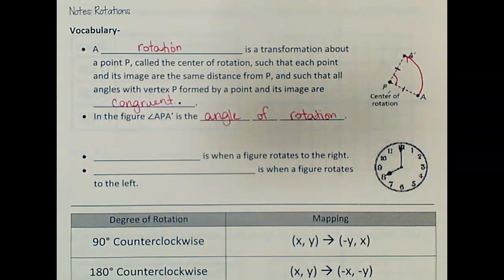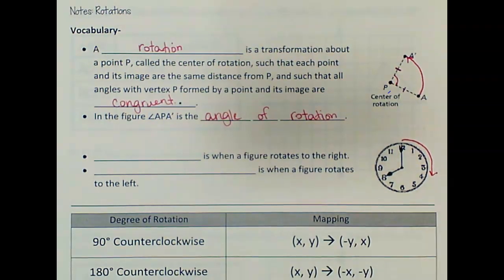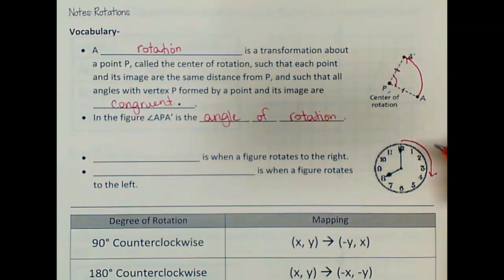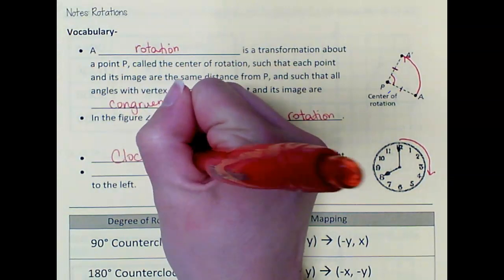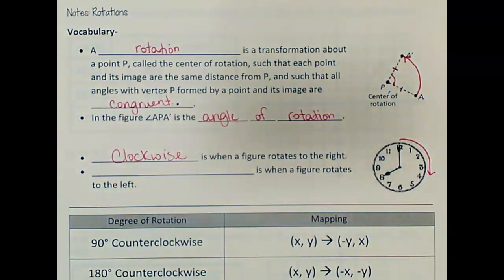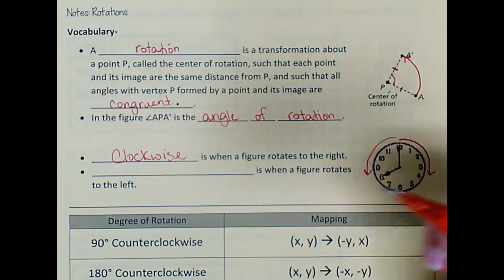So whenever you rotate, you either rotate in a clockwise or a counterclockwise direction. So if I start somewhere and I go this direction, that's called clockwise, because typically we have our hands moving in that direction. So clockwise is when a figure rotates to the right. Now when a figure rotates to the left, that is called counterclockwise.